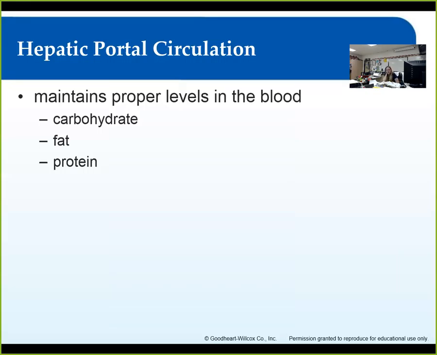Let's suppose that a person is exercising and her blood glucose level starts to drop. As this happens, the liver breaks down its stored glycogen and releases it into the bloodstream. Once blood has been filtered by the liver, it goes back to the inferior vena cava and heads back up to the heart. So your liver helps to kind of clean it out a little bit.